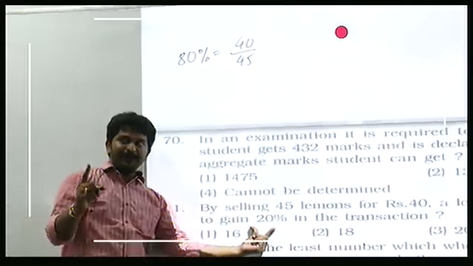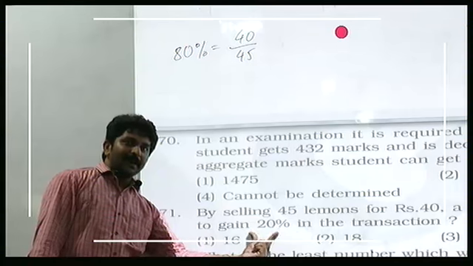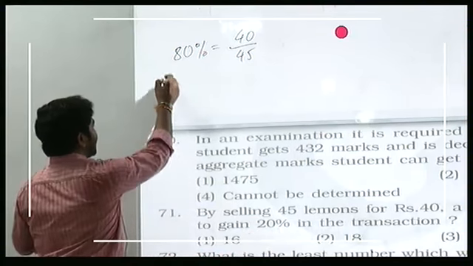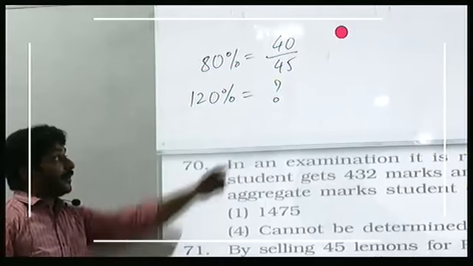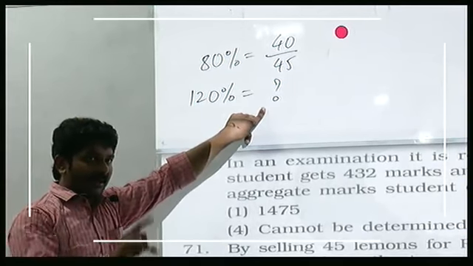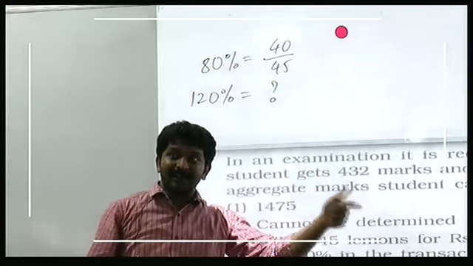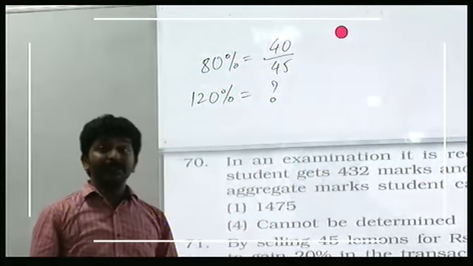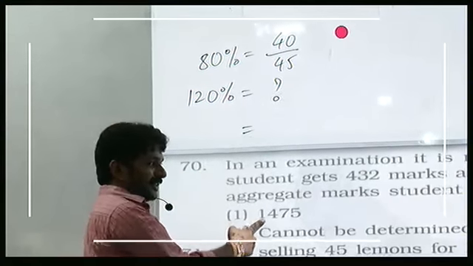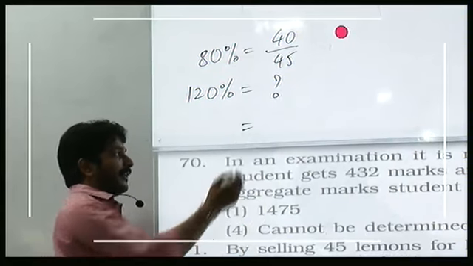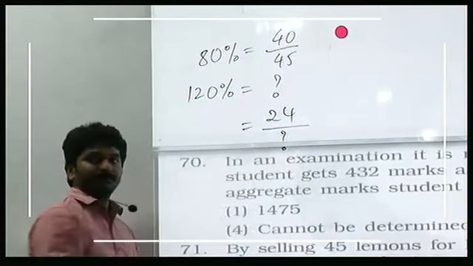Let me calculate the 1 lemon price, and then I'll calculate the number of lemons for 24 rupees. Now he is expecting a profit of 20%, so he must sell it for 120%. That is equal to how much? You'll get some number, and that is the 1 lemon price. You're asked how many he should sell, the number of lemons for 24 rupees. First let me calculate this number. After this, the number of lemons will be 24 divided by this value.